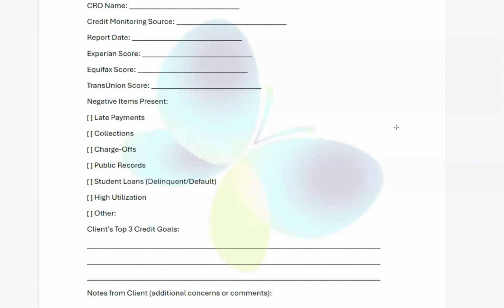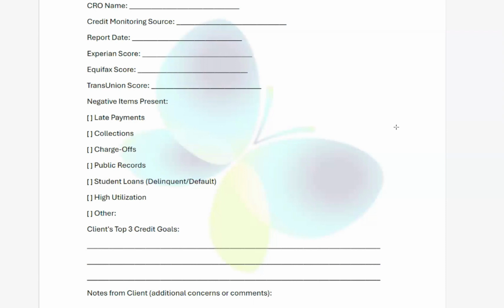Are they trying to buy a house? Everyone has a story, so find out what your client's story is. If you're doing a credit evaluation, what is the goal? Six months? Two years from now? One year from now? It's all going to make a difference in what you suggest to the client in an action plan.